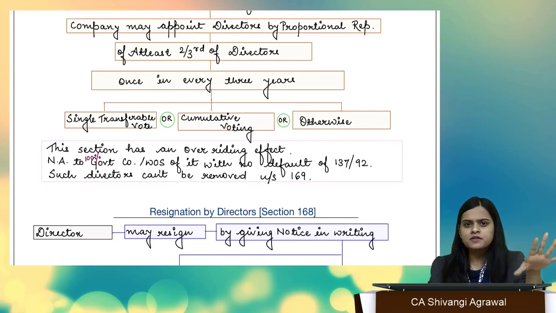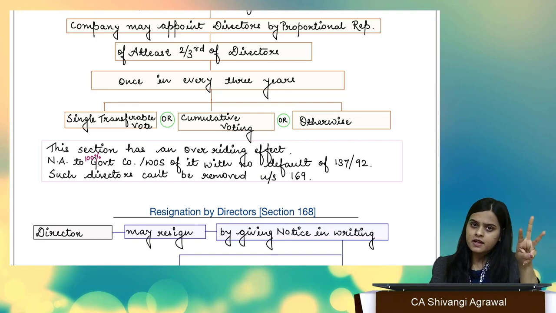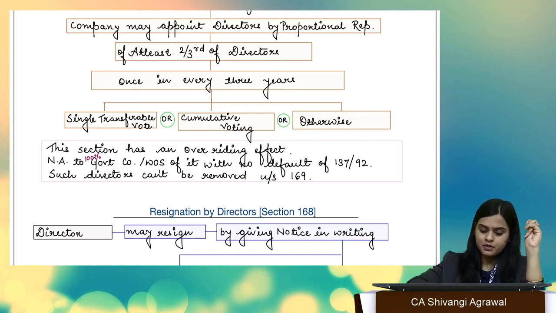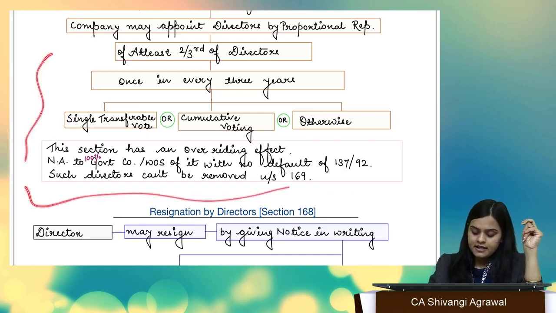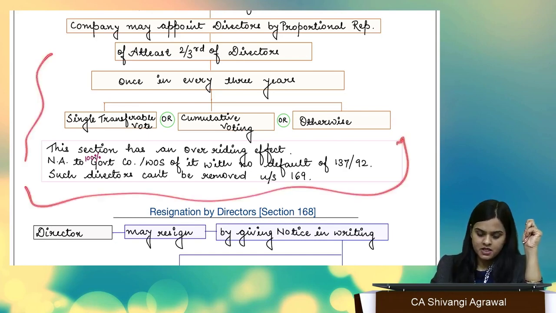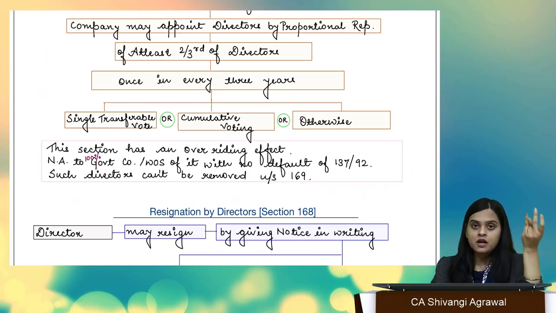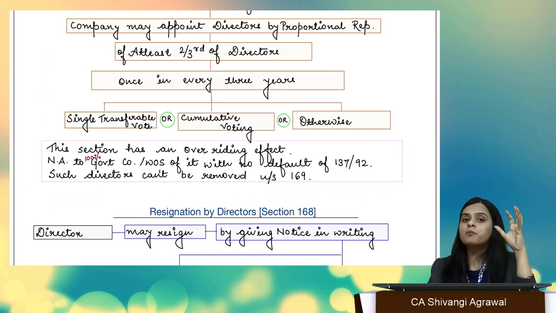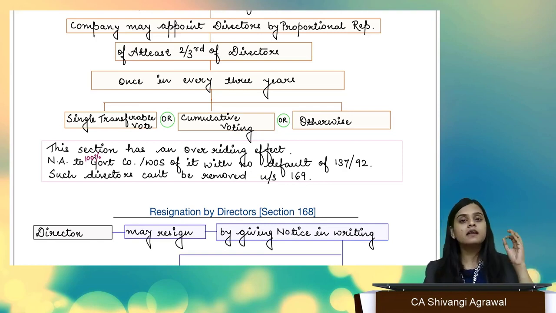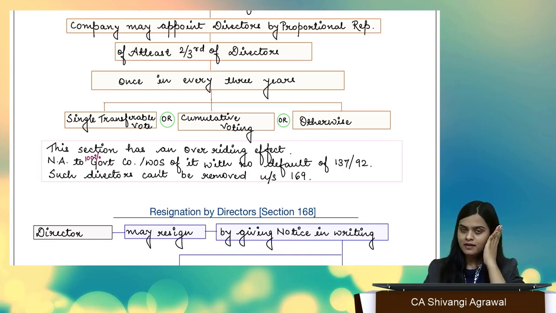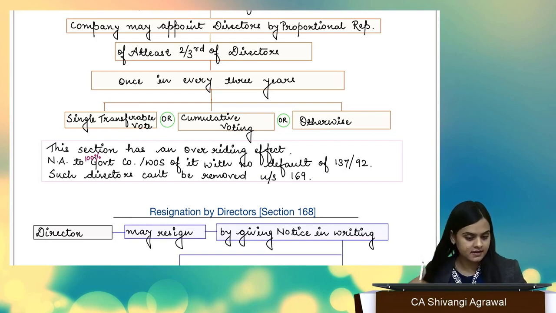The appointment is like elections. It happens for 5 years, then again election will happen. Likewise, here the appointment is for 3 years, and after 3 years, again PR. Again after 3 years, again PR. The same people can be appointed, that's not a problem. Now, this section is again not applicable to a 100% government company or a wholly owned subsidiary of such government company. The directors appointed using proportional representation cannot be removed using section 169. Clear?